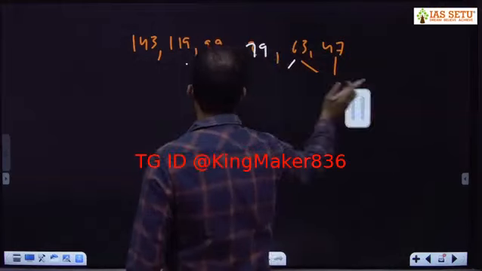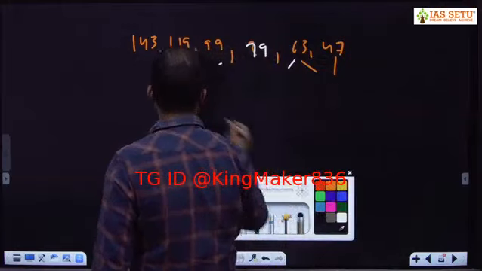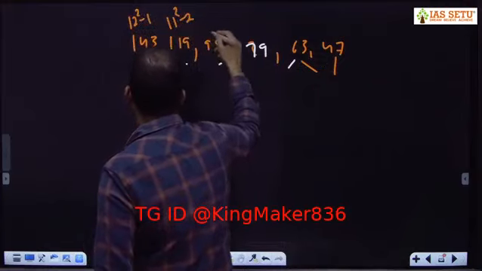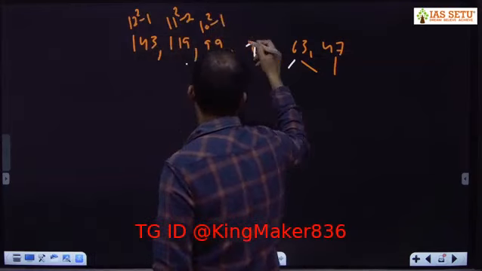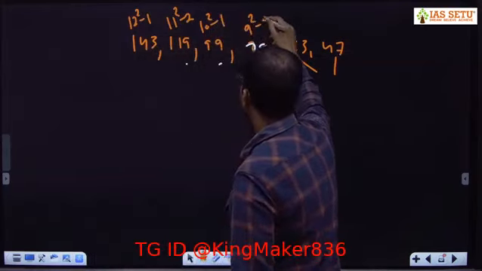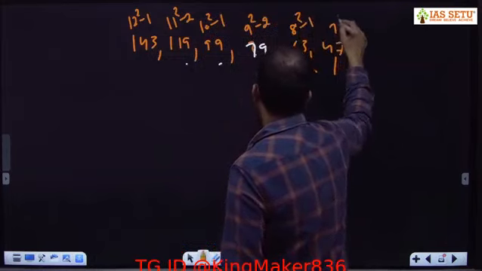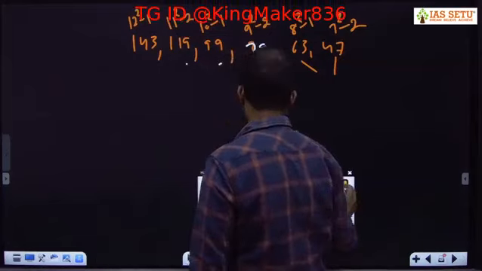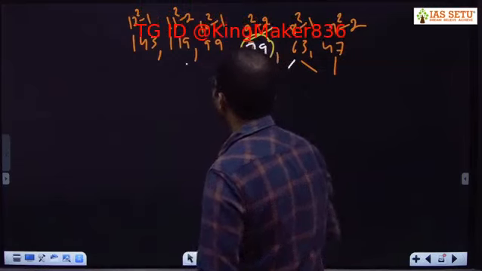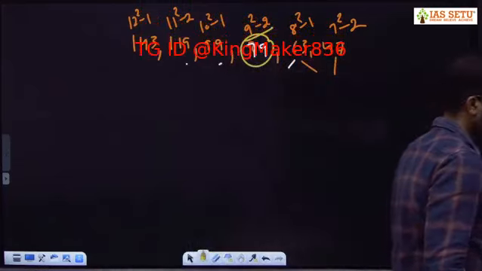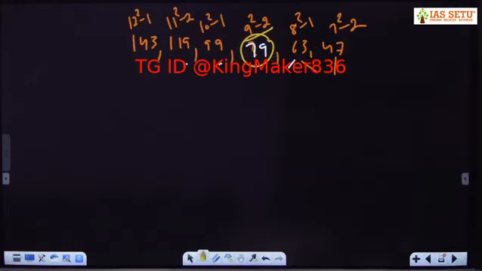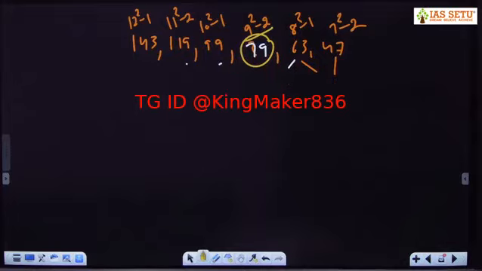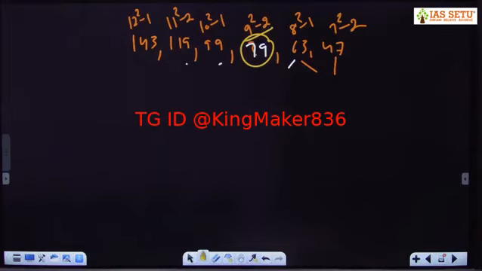I tell you, it is 12 square minus 1. This is 11 square minus 2. This is 10 square minus 1. It is 9 square minus 2. 8 square minus 1. 7 square minus 2. Alternatively, the required value will be 9 square minus 2. 12 square minus 1, 11 square minus 2, 10 square minus 1, 9 square minus 2, 8 square minus 1, 7 square minus 2.